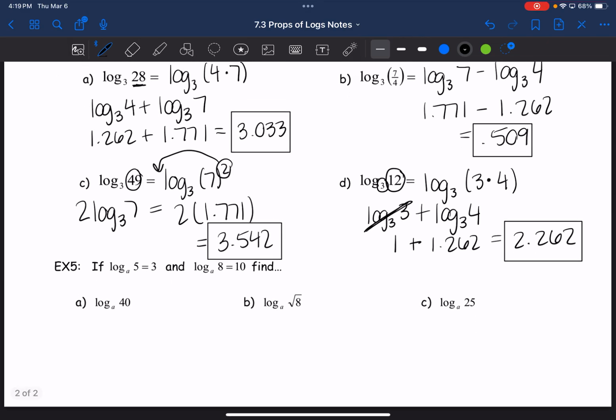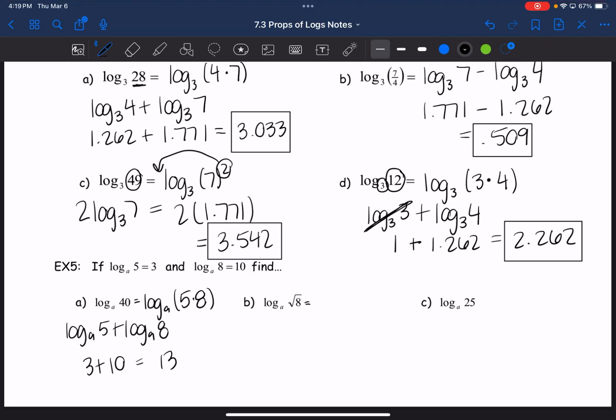All right, same thing in this last section here. We've got log base A of 5 equals 3, log base A of 8 equals 10. So I'm going to rewrite this as log base A of 5 times 8, which is log base A of 5 plus log base A of 8, or in other words, 3 plus 10, which is 13.